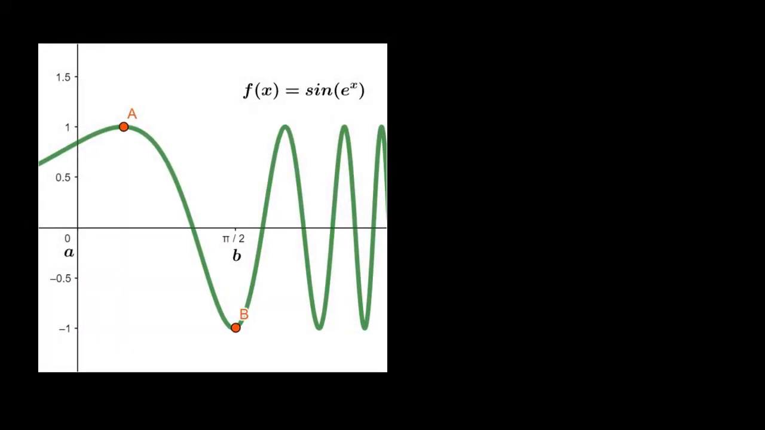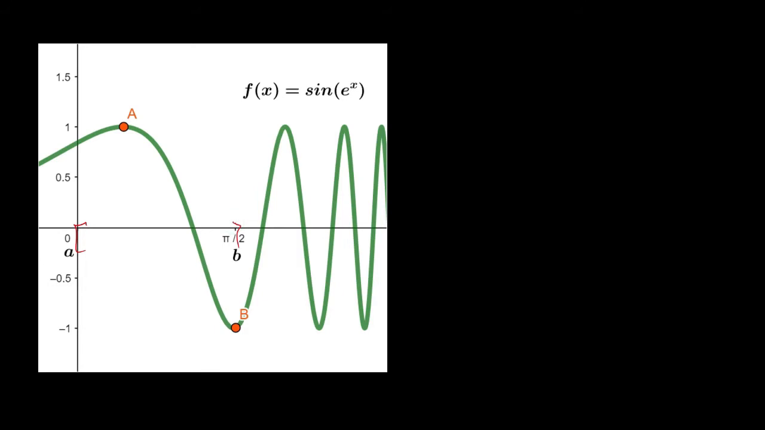Consider this function, f(x) = sin(e^x). It is a composition of two continuous functions. e^x is continuous, sin(x) is continuous. Therefore, their composition is continuous. So let us pay attention to the closed interval [a, b], where a = 0 and b = pi/2.